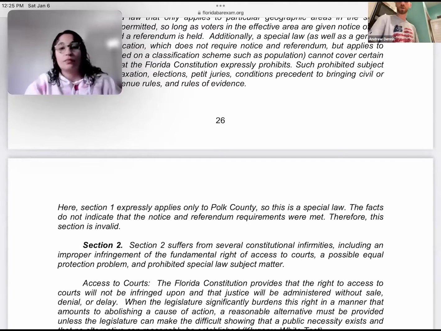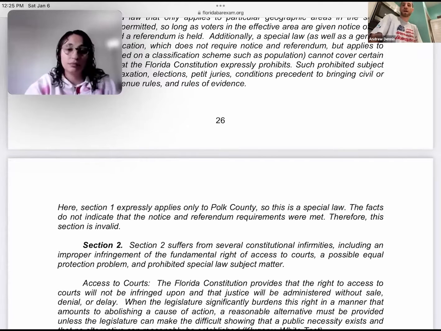Here, section 1 expressly applies only to Polk County. It's a special law. There's no notice of referendum were met. It's invalid. Again, the facts do not indicate that the notice and referendum requirements were met, but you could say, assuming these conditions were met, it is a valid law. Like, you could go either way with that.